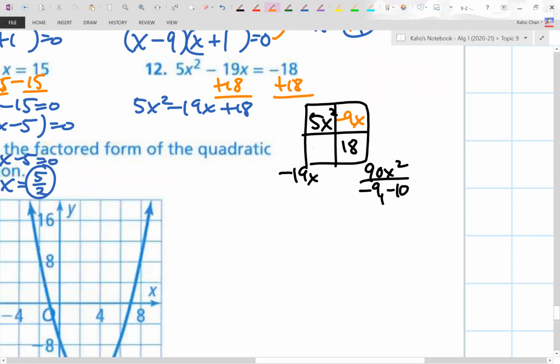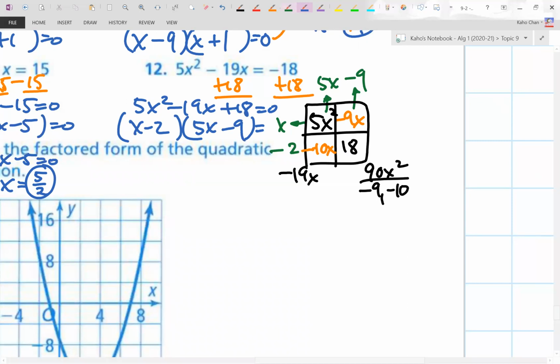-9x, -10x. GCF each row and column. First row is x. Second row is -2. First column is 5x. Last column is -9. I think that works. No way. I think I got really lucky there, didn't I? So we have x minus 2 times 5x minus 9. Split them up and solve individually using the zero product property.